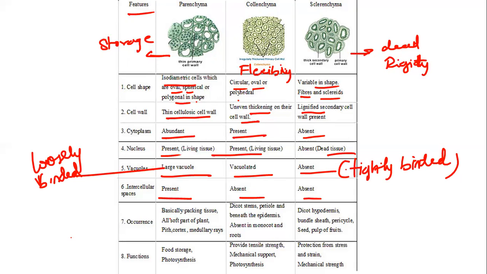As for occurrence, parenchyma is usually a packing tissue, where it receives all the food materials, stores them, packs them, and then gives them on to the process. That is what packing tissue means. All soft parts of the plant, pith, cortex and medullary rays, are included in this. Collenchyma is present in dicot stem and petiole beneath the epidermis and absent in monocot root. And sclerenchyma is found in the pulp of guava.